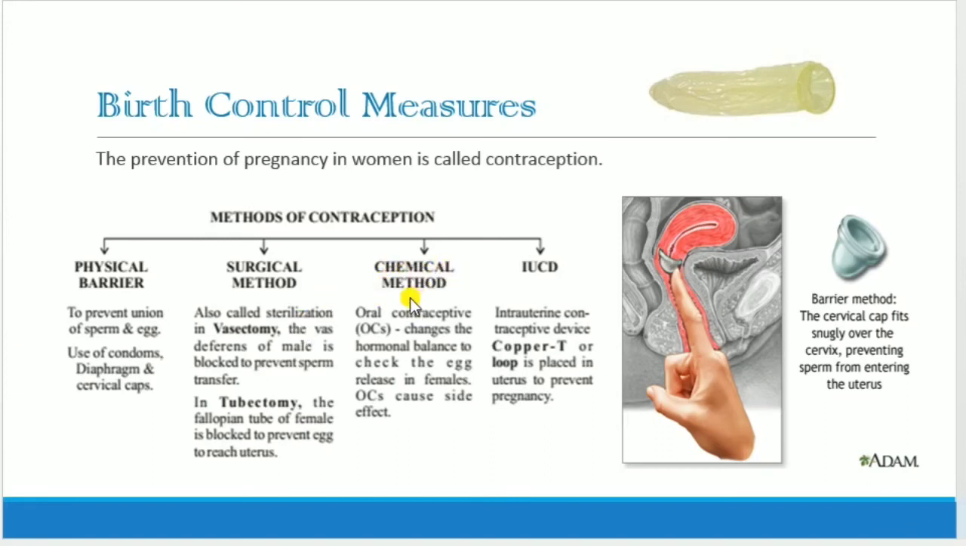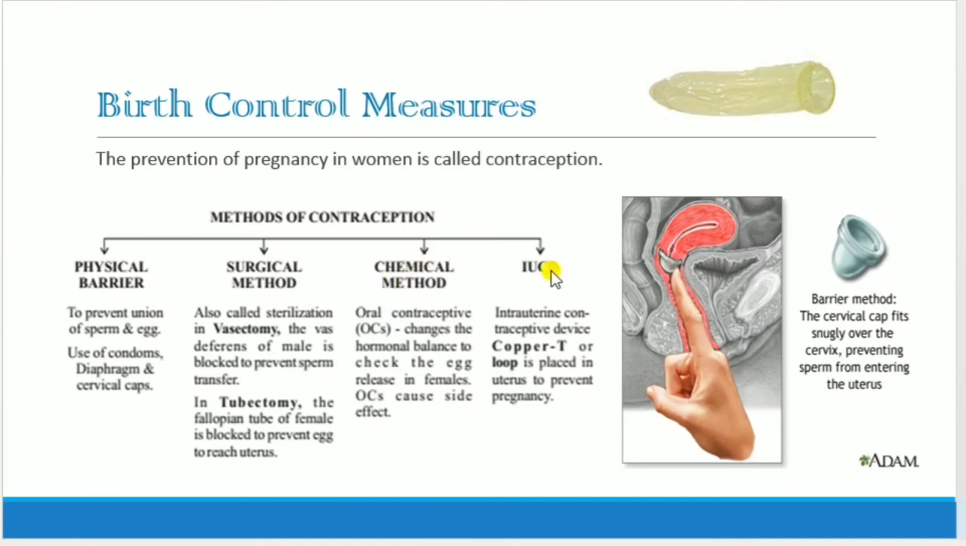Next is chemical method. In chemical method, oral contraceptive pill and vaginal contraceptive pill are there. The oral contraceptive pill is taken orally, and vaginal contraceptive is put through the vagina. These chemicals basically change the hormonal balance of the female, so that she will not release the egg on time. After you have these chemicals, your egg will not be released even if it's time to ovulate. So this is one of the effective methods of contraception.